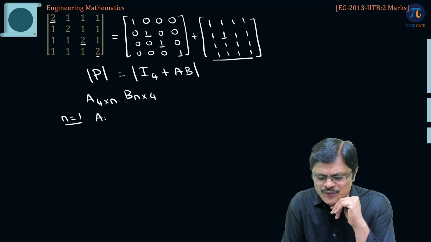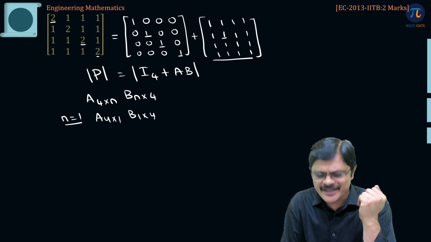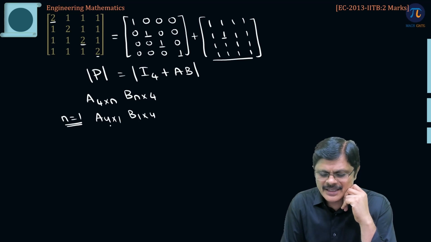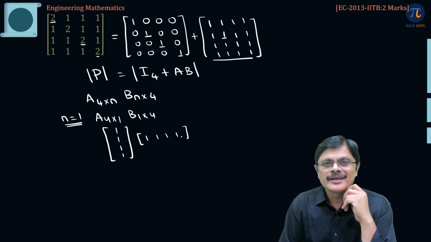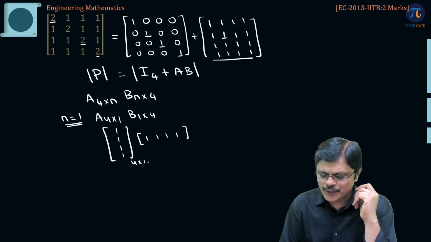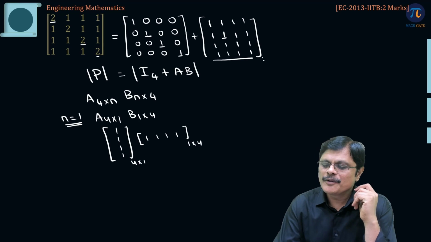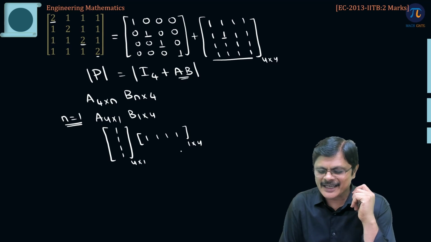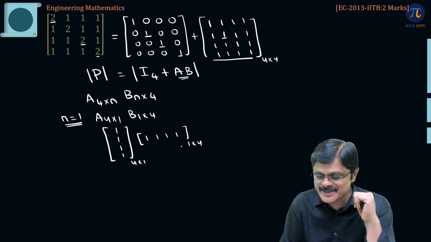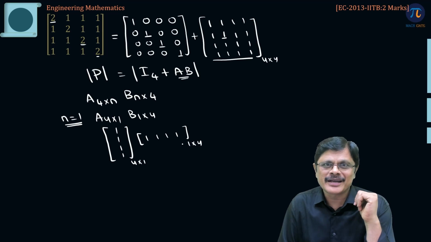So A becomes 4 by 1 and B becomes 1 by 4. I'm just trying with n is equal to 1. I can get such a matrix very easily. 4 by 1 means if I take all ones, and B if I take all ones, this 4 by 1 into 1 by 4 will become 4 by 4. So I can get AB by this method, where A is all ones, a 4 by 1 matrix, and B is all ones, a 1 by 4 matrix.